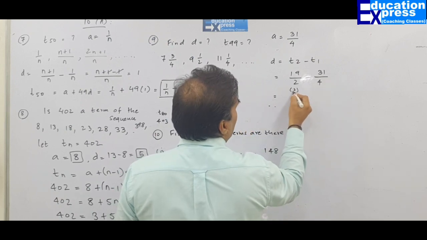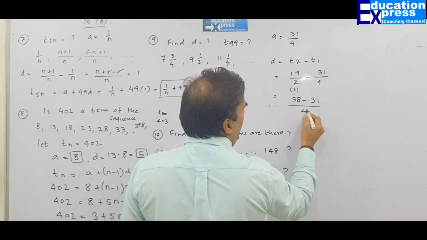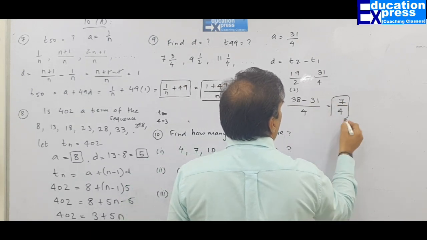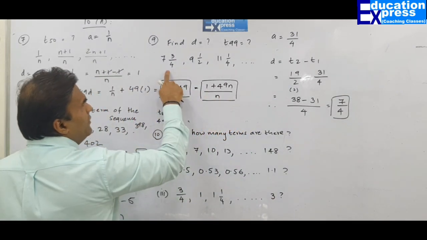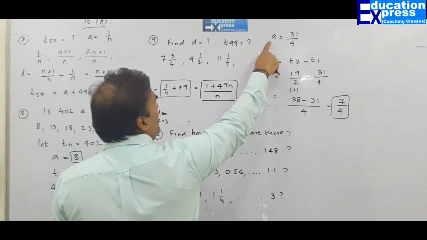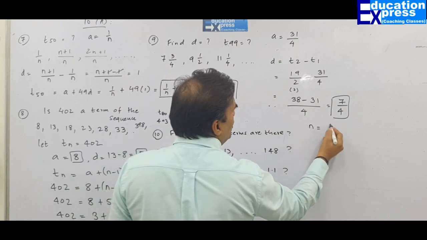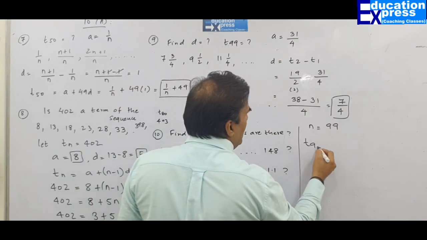If you take the LCM, 38 minus 31 upon 4 will give you 7 upon 4. Now what is this 7 upon 4? It is the difference. We have the first term A and D available, so we have to find T99. N is also available, which is 99.